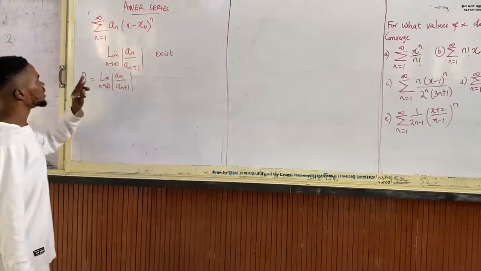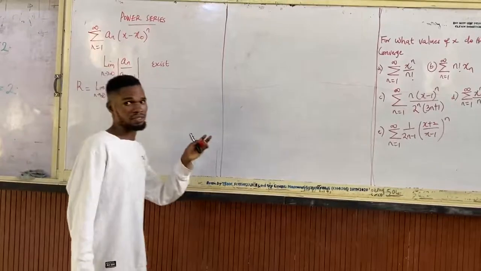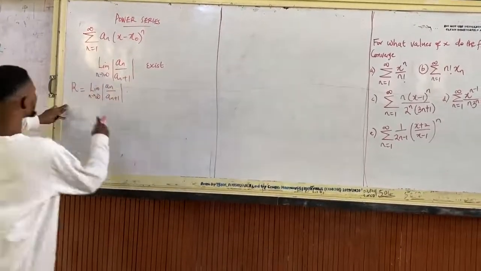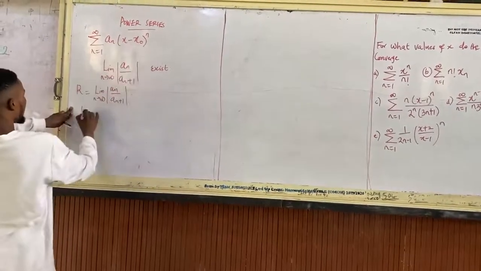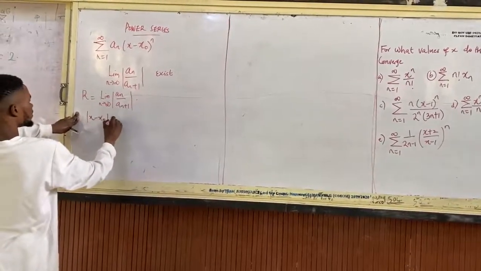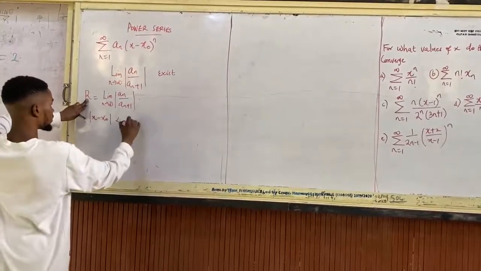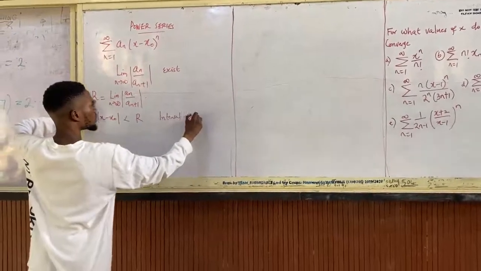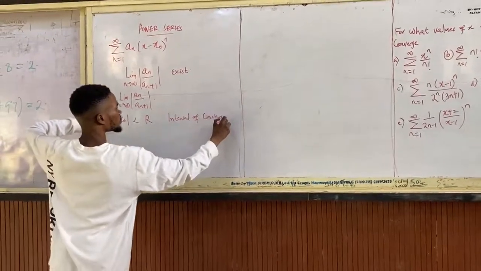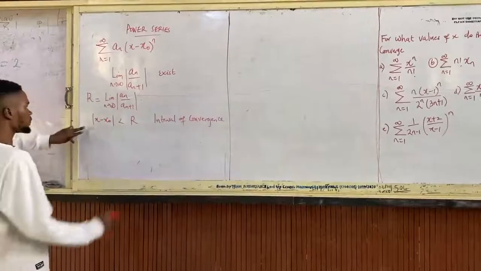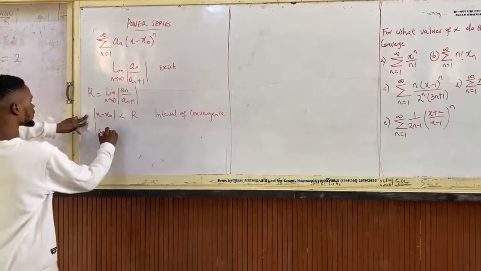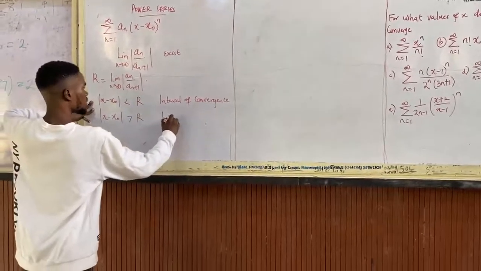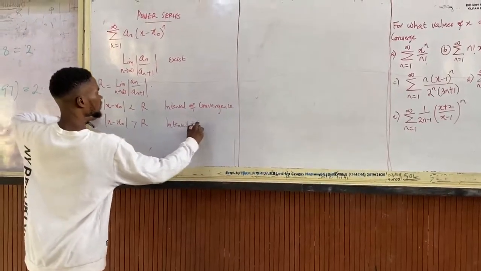Now we also have the interval of convergence and the interval of divergence. If the absolute value of x minus x naught is less than the radius of convergence, this is called the interval of convergence. But if the absolute value of x minus x naught is greater than r, this is called the interval of divergence.